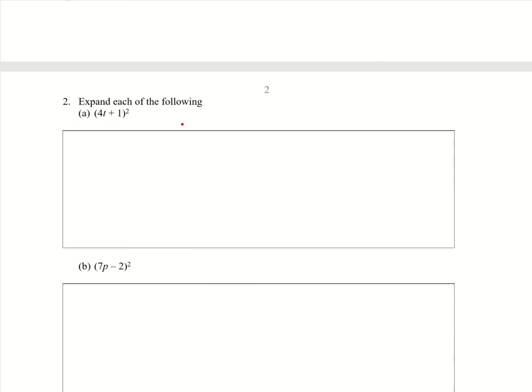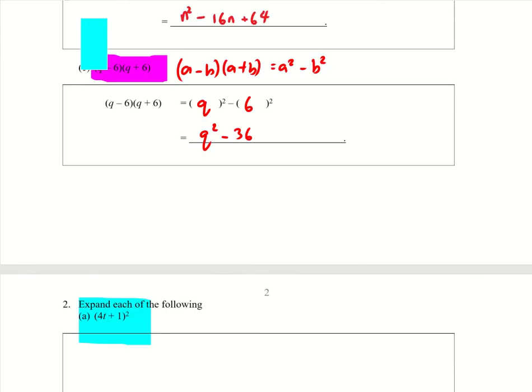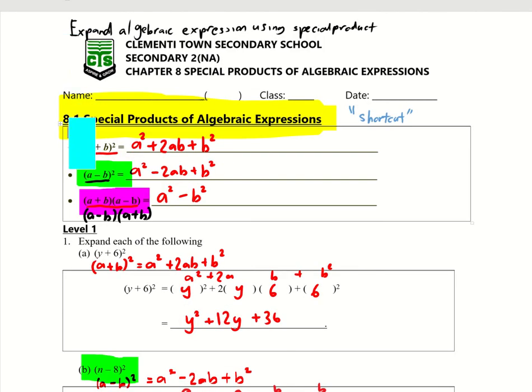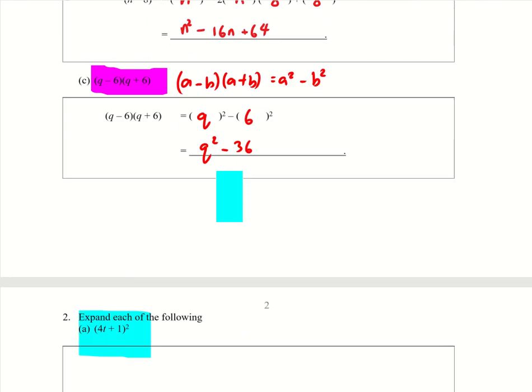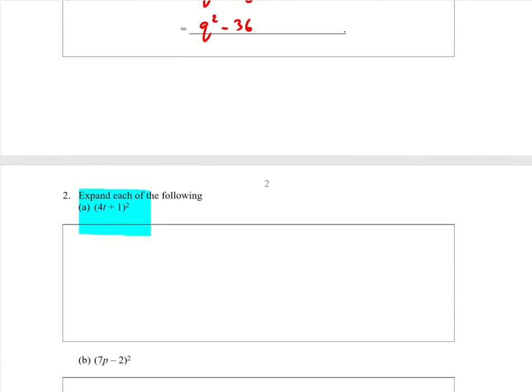So now I have 40t plus 1 square. So 40t plus 1 square is something plus something square, so it fulfills this criteria over here. Let's rewrite back the formula first before we do anything about it. So the formula that we have over here is simply a plus b the whole thing square is equal to a square plus 2ab plus b square.